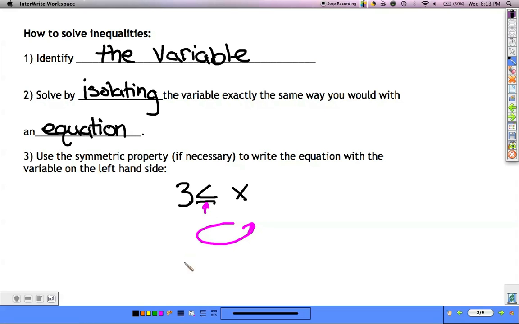So we're going to write this as, we want x on the left-hand side, and instead of less than or equal to, I want to change that to greater than or equal to, and then the 3 is going to go right here. So we're just going to switch everything. It's kind of like walking around and looking at it from behind.